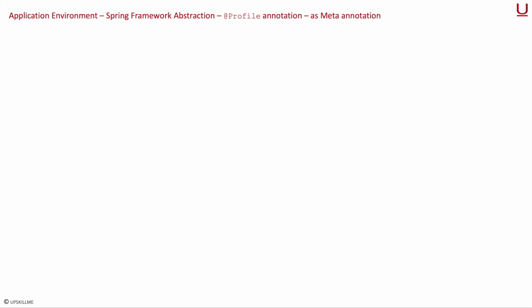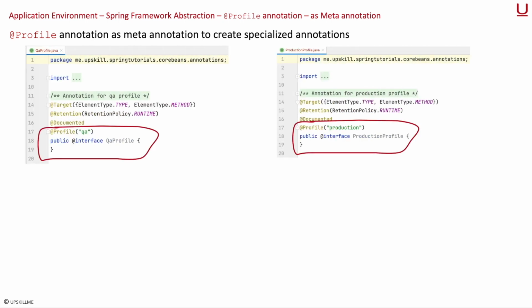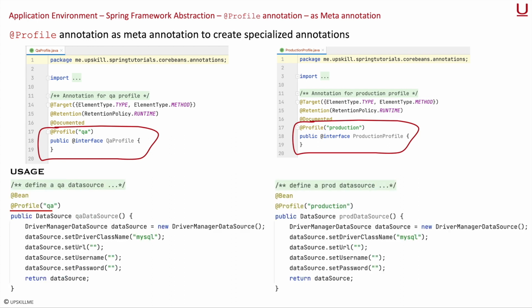Finally, the profile annotation can be used as a meta annotation. We can use the profile annotation as a meta annotation to create more specialized custom annotations like QA profile or production profile. We can then use these annotations in place of the profile annotation. Now that we have defined our components based on the profile, we still need to instruct Spring which profile is active.